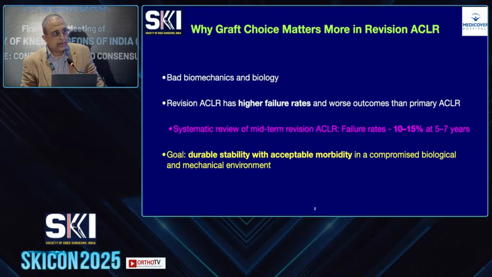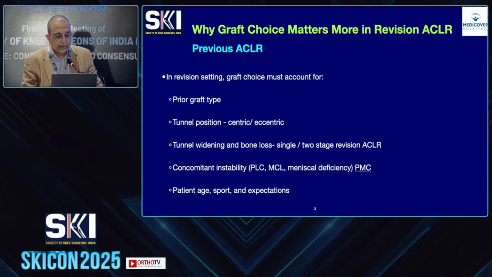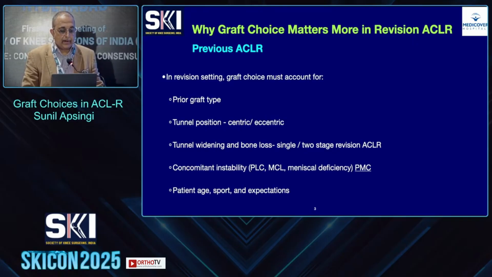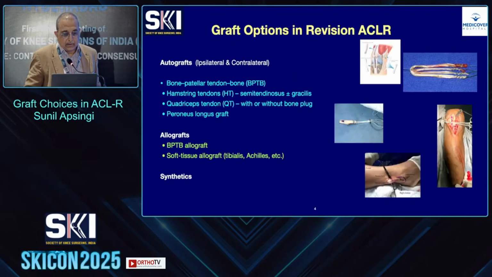So what is the goal in revision ACL? It is to give a durable stability with acceptable morbidity in a compromised biological and mechanical environment. So we need to be aware of prior graft type, tunnel position, whether it is centric, eccentric, tunnel widening, bone loss, concomitant instability, other ligaments involved, patient's age, sport, and expectations as well.